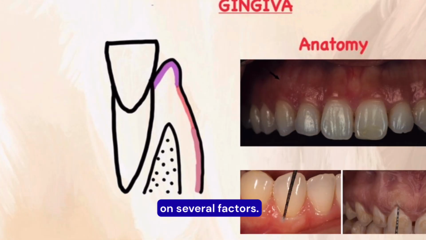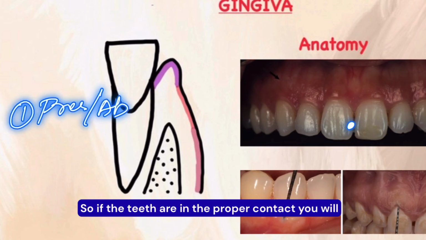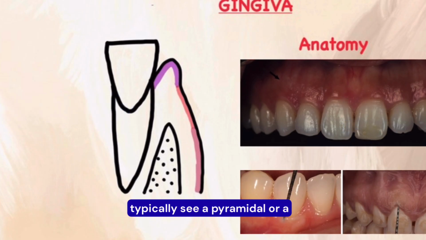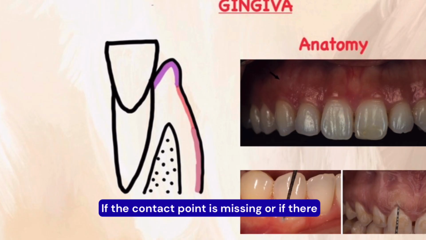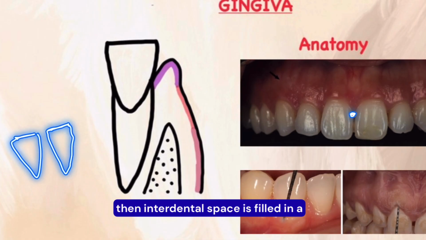The shape depends on several factors. First is the presence or the absence of the contact point. If the teeth are in proper contact, you will typically see a pyramidal or a col shape interdental gingiva. If the contact point is missing or if there is any spacing between the teeth, then the interdental space is filled in a different way.